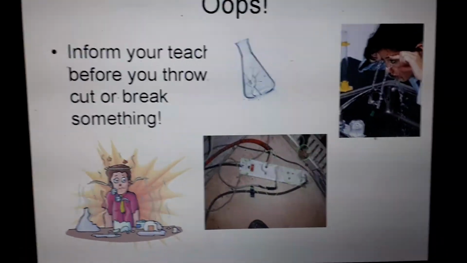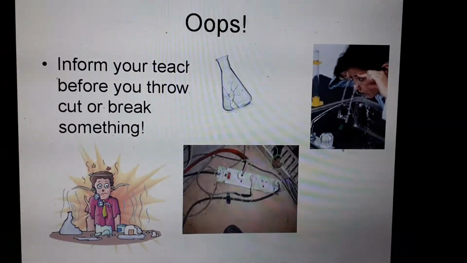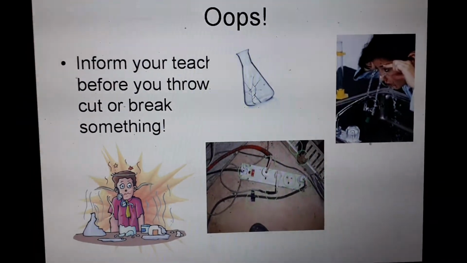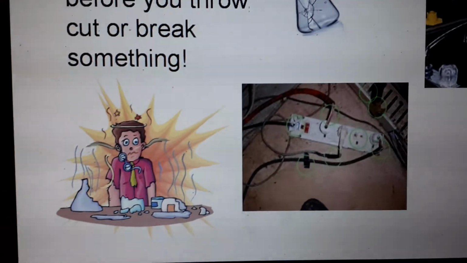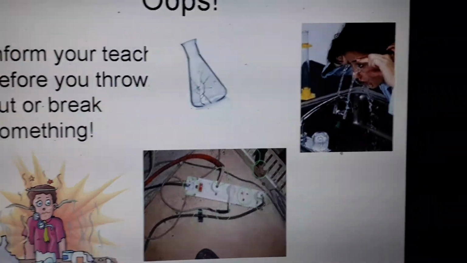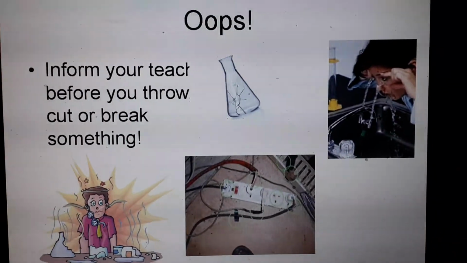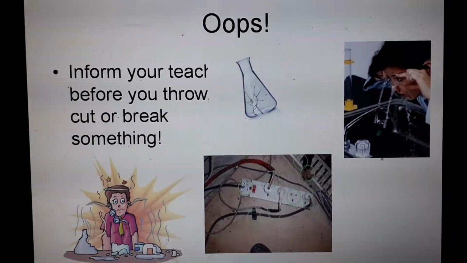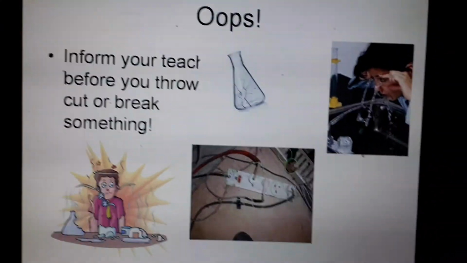Inform your teacher before you throw, cut or break something. So if any of these dangers happen to you in the lab, if you have broken something, or if you have conducted the experiment in a wrong way, if there is fire, if there is electricity, or if some chemical goes into your eyes, you should immediately go and wash your eyes first. And if anything as such has happened, you should inform your teacher.